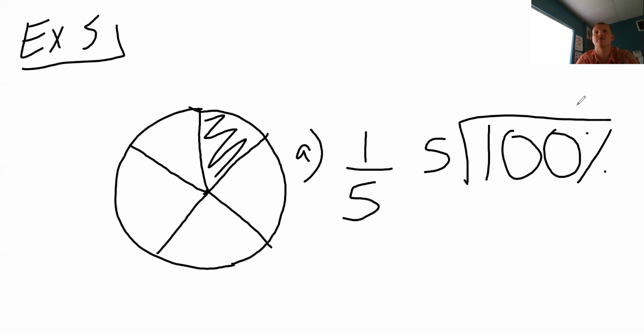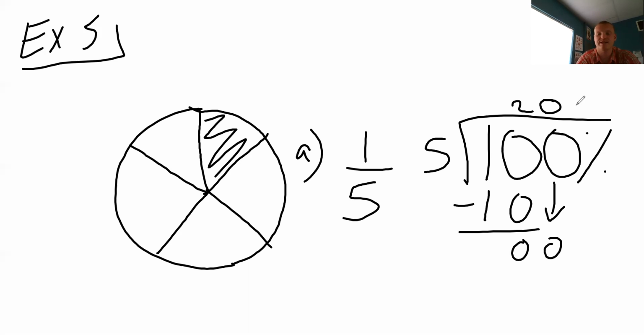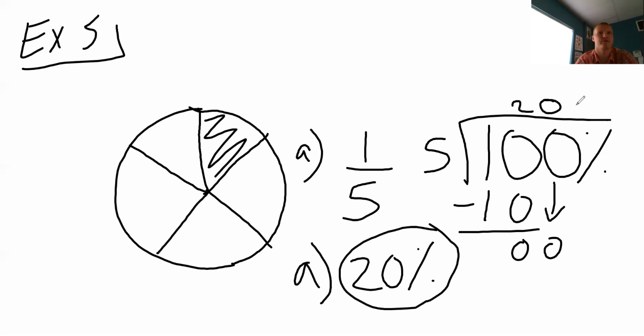How many times, Brady? 100. Or just 10, that's fine too. Yeah, it'll end up being 20. Yep, so 20. So 20 would be each of my sections. And since it only wants one, my answer would be for letter A, 20% also equals 1/5, which makes sense.